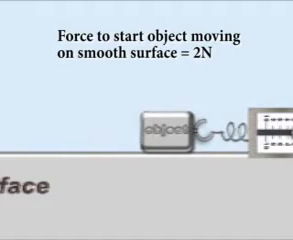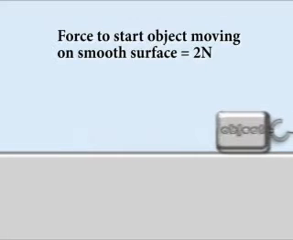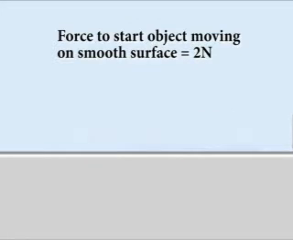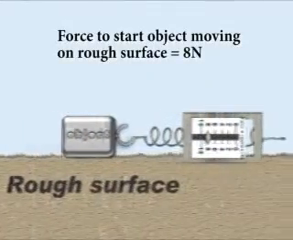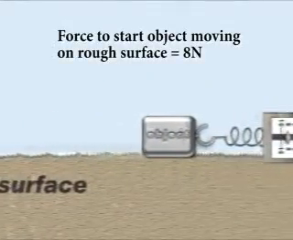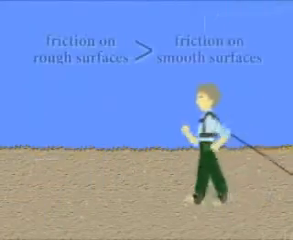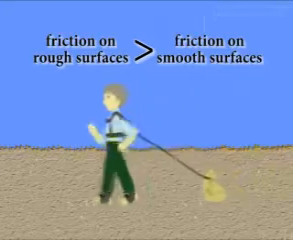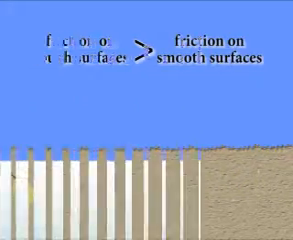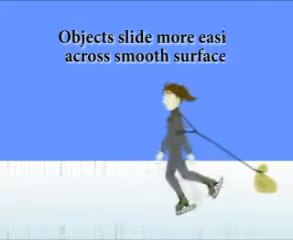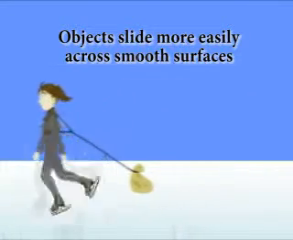It takes a force of 2 newtons to start the object moving across a smooth surface. However, it takes a force of 8 newtons to start it moving across a rough surface. In general, friction is greater when dragging objects across rough surfaces than smooth surfaces. That is why objects slide more easily across smooth rather than rough surfaces.